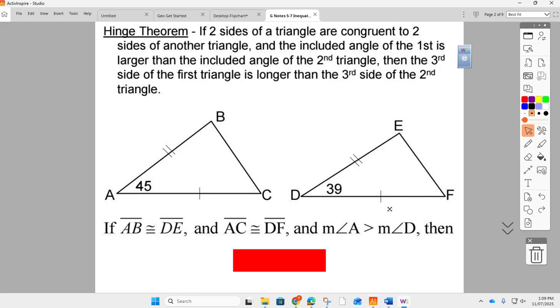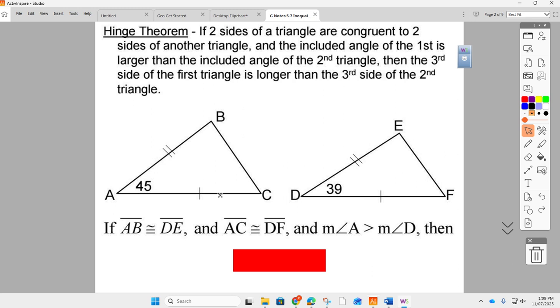So one of the qualifying features of this hinge theorem up here is that you have to have two congruent sides in each triangle, right? And then we're considering that included angle for this side. So that angle that's created by the two congruent sides, that's the included angle. Remember us talking about that? Angle B would be an excluded angle from those two.